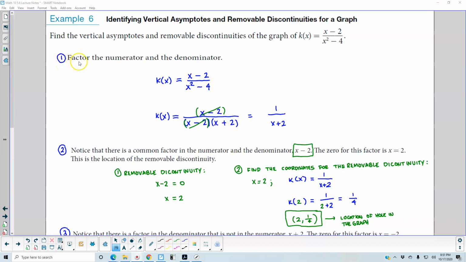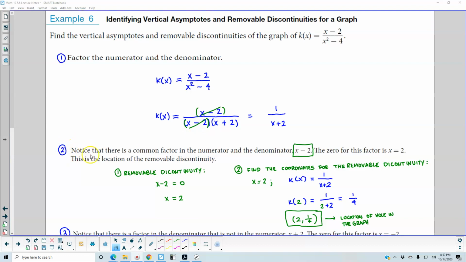Step number 1, we need to factor the numerator and the denominator. So here is our function, x minus 2 over x squared minus 4. Now the numerator stays the same at x minus 2, and the denominator is x squared minus 4, and we can factor that using the difference of squares. So we have x minus 2 times x plus 2. And now when we factor that out, what's left is 1 over x plus 2. Now because we can factor this out, we're removing it, which becomes the removable discontinuity.